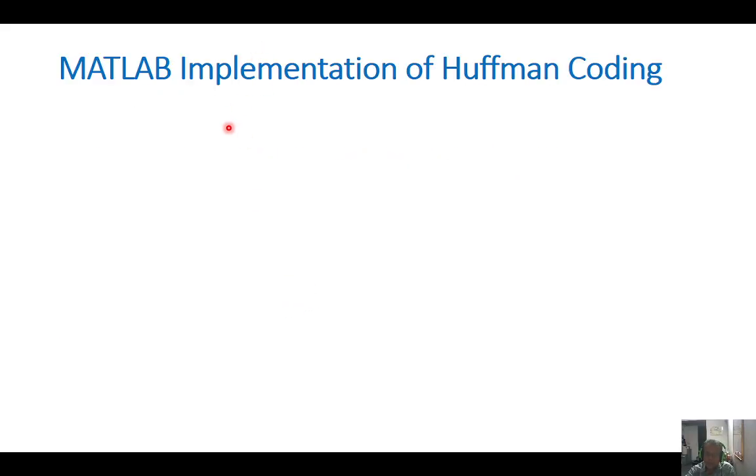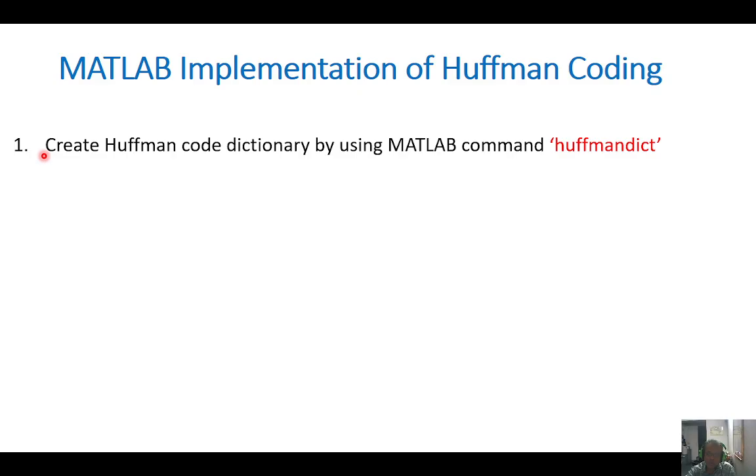Now, when it comes to MATLAB implementation of Huffman coding, the first step is to create the Huffman code dictionary. For the creation of the dictionary, you need to use the command huffmandict. You are supposed to go through this command in the MATLAB help and understand what parameters you need to give as input, and what parameters you get at the output. Then calculate the source entropy by writing a MATLAB code.